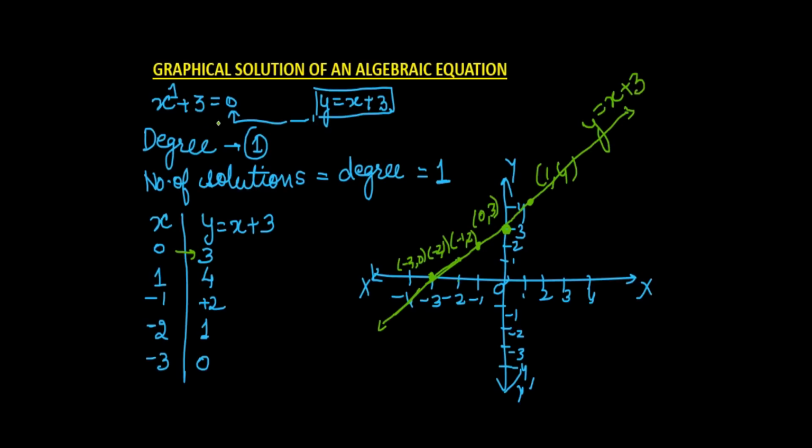To find the solution of this equation, we need to figure out the point for which our y is 0. And that is the point where the curve intersects the x-axis, because at that particular point, y will be 0. So this is x is equal to minus 3, which is the solution of your above equation. One solution as it's a linear equation.